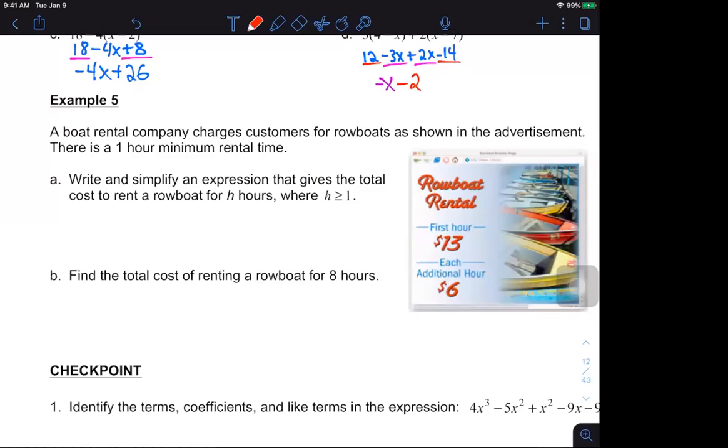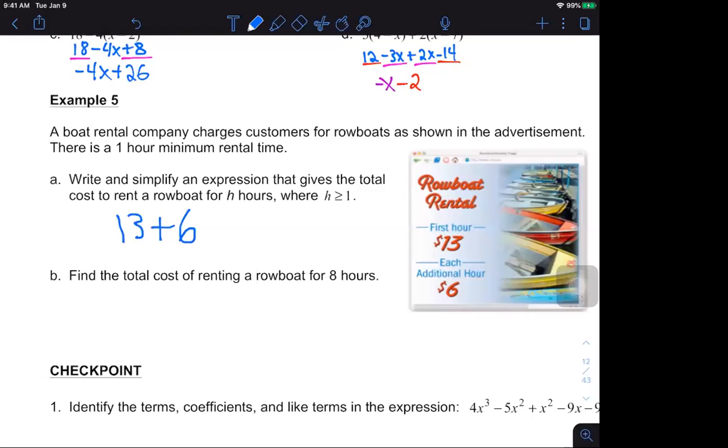Now, when we're working through this, what do we have? What's the initial cost? It's always going to cost how much to rent a rowboat, no matter how long you're in there? 13 the first hour. 13. Awesome. Now, are we going to be adding to that $13, or are we going to be taking away from that $13? Adding. Perfect. We're adding to it.